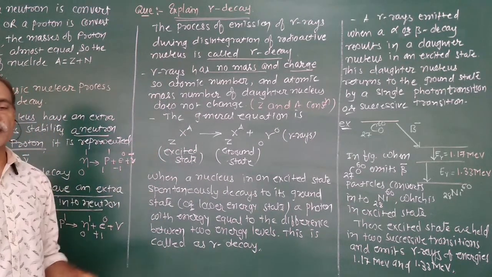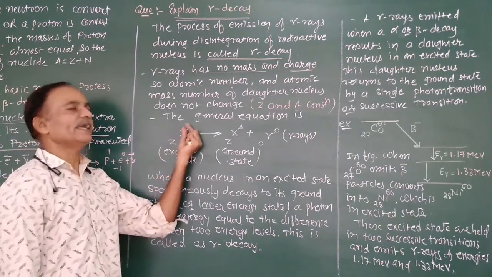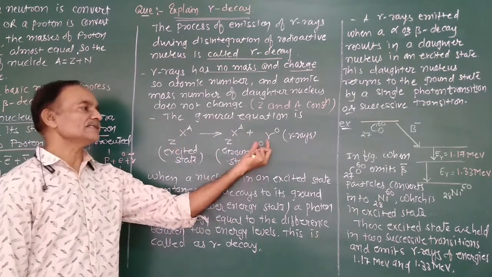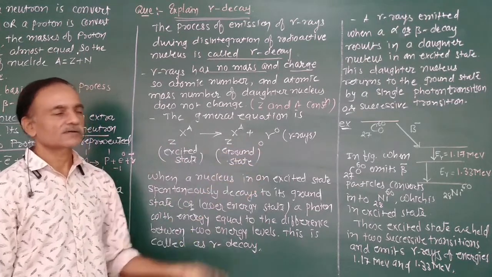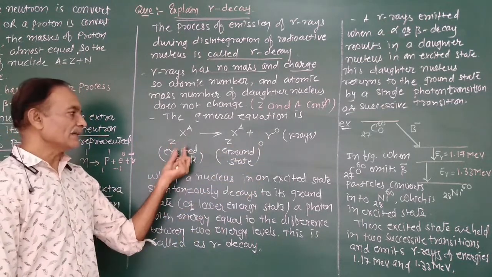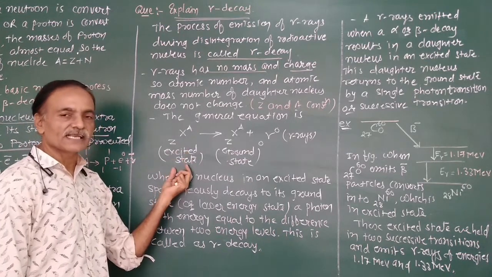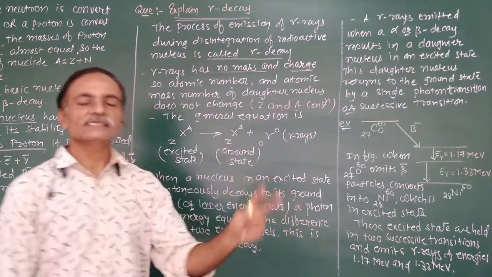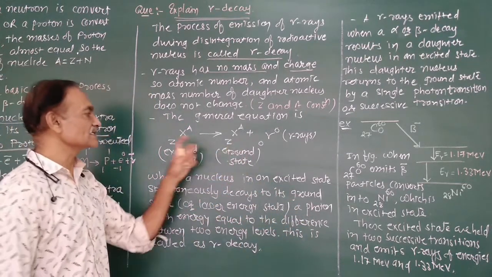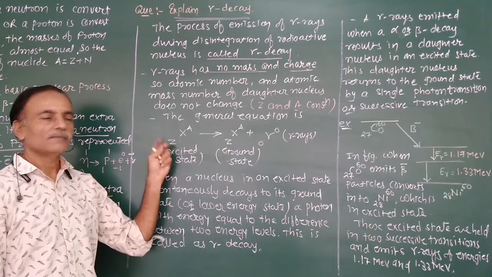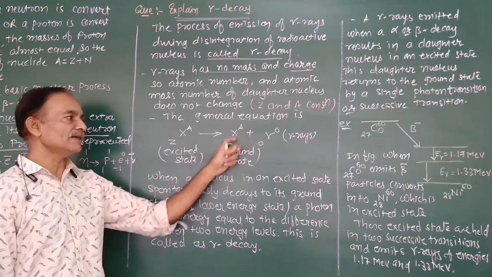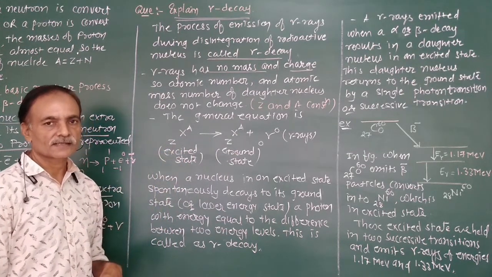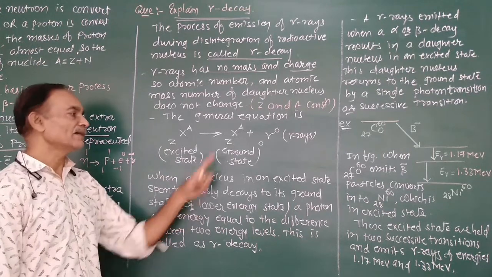The general equation of the gamma decay is X(Z, A) converted into X(Z, A) plus gamma rays. Gamma rays have no mass, no charge. Initially the parent nucleus is in an excited state, and the newly formed daughter nucleus is in the ground state; its energy is less than the parent nucleus. But the atomic mass number and atomic number are the same as the parent nucleus. There is no change in Z and A, but the energy is changed.